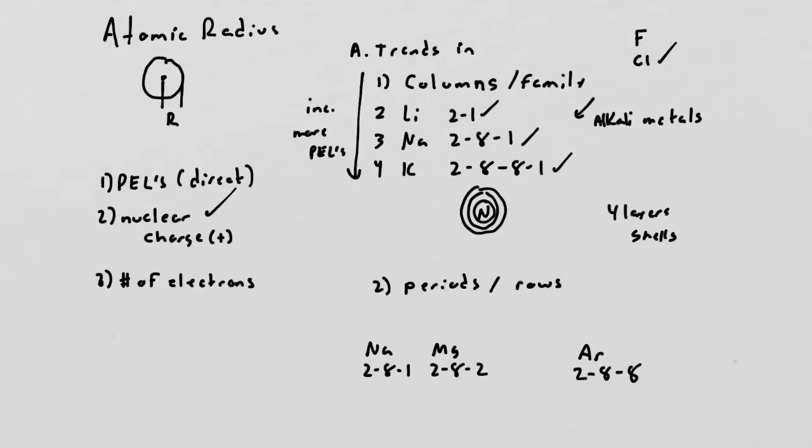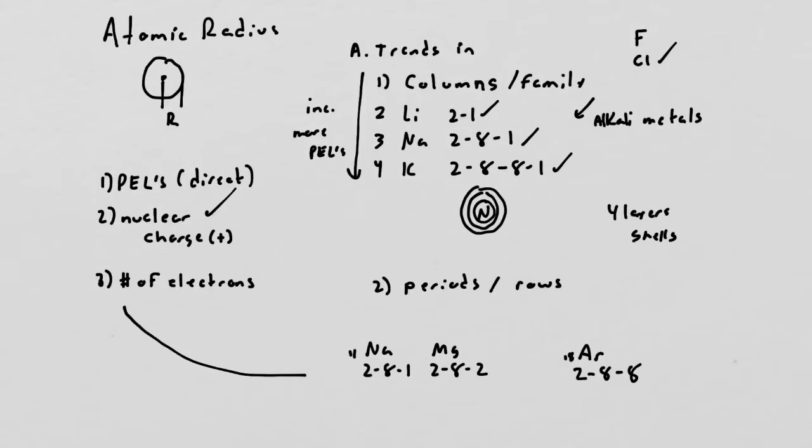Now a row is a little bit different. For those who graph the trend, what you're going to notice is if you start off at the beginning of a row, let's say you start with sodium, as you go across to argon, the radii tends to get lower and lower. Now this might be counterintuitive because as you go across in the row, you're adding more protons and more electrons. Sodium has 11 protons and 11 electrons. Argon has 18 protons and 18 electrons.